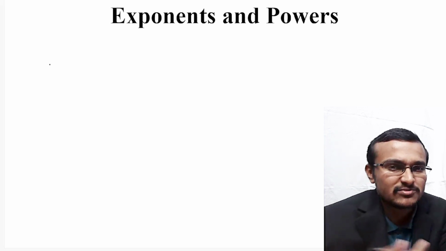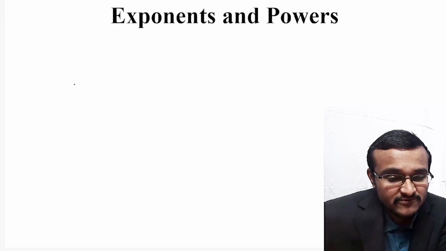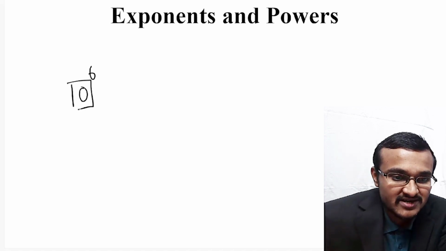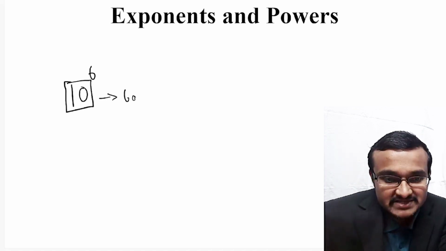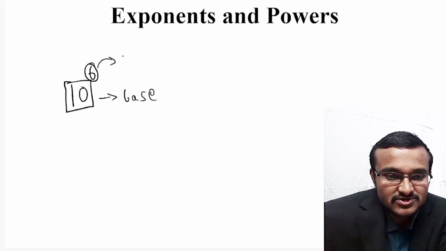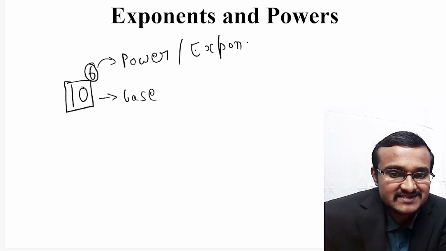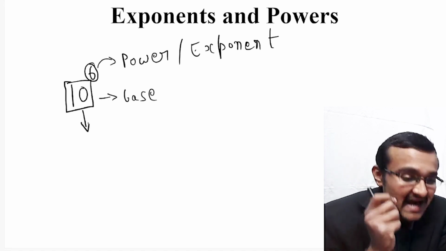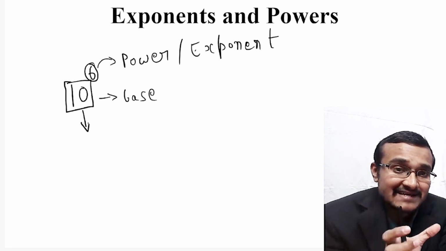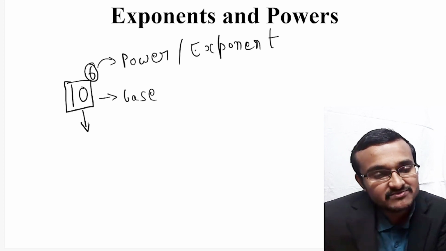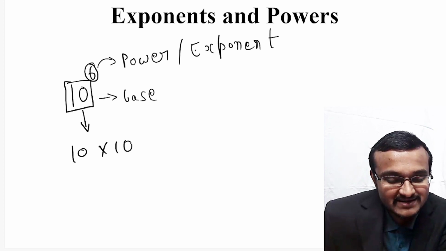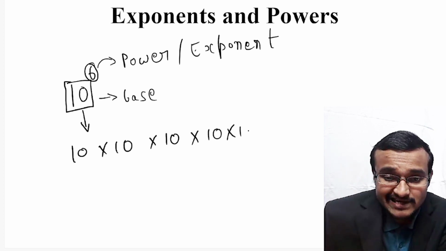I'll be explaining one more time what is powers. If you have a number 10 raised to, let's say, 6, this particular 10 is known as the base, and this particular 6 is known as the power, or also the exponent. Why is this known as power? Because when you say 10 power 6, that represents that 10 has power 6 times. That means 10 should be multiplied 6 times with itself. That is 10 into 10 into 10 into 10 into 10 into 10.